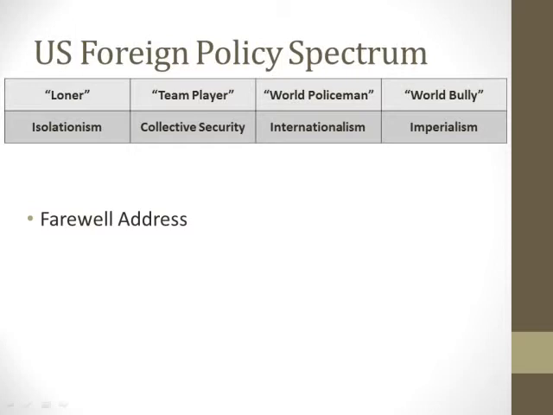Raise your hand if you think it was isolationism. The correct answer is isolationism. Here's why. What did George Washington say he wanted America to do? To stay away from permanent alliances and not get involved. So is America wanting to be a loner? Is America wanting to separate itself from Europe? That's one example of isolationism, or being a loner.